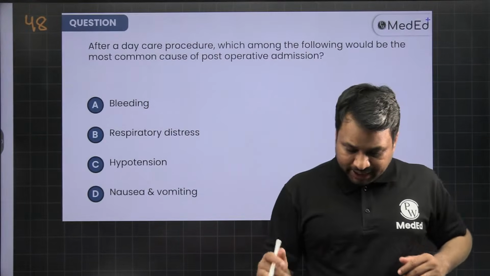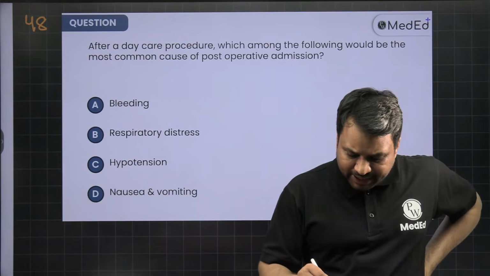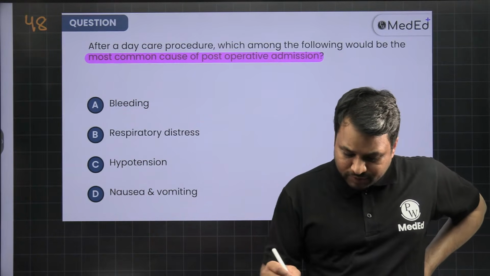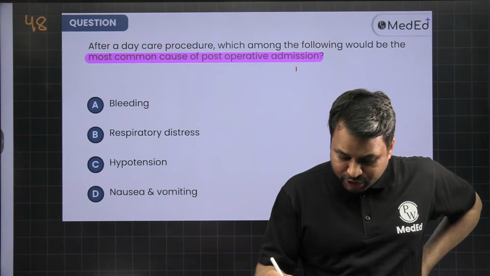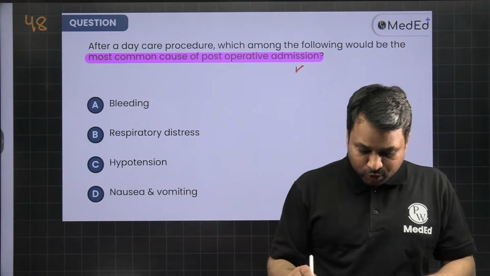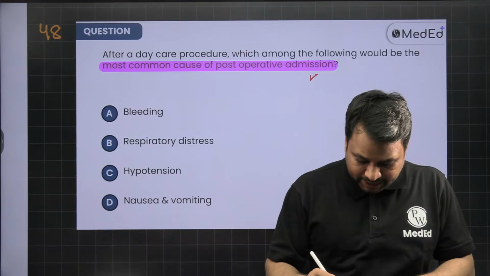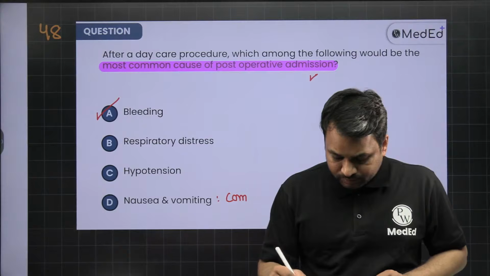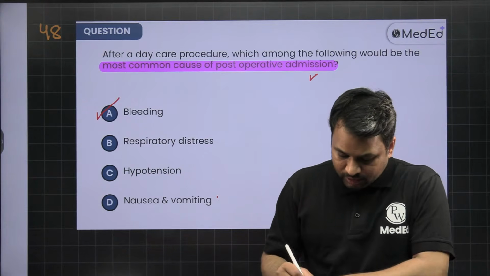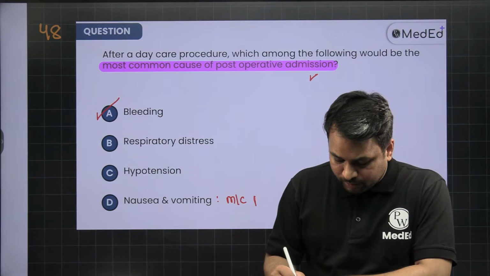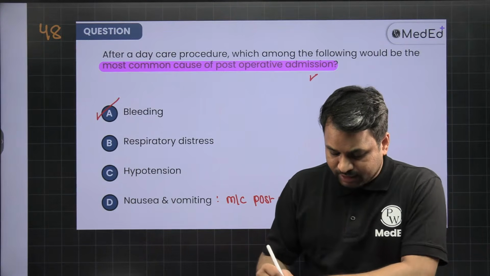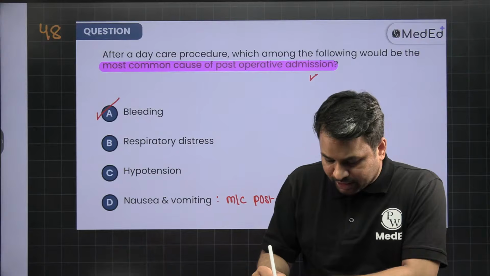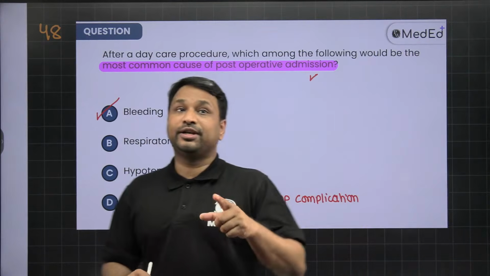Question number 48. After a daycare procedure, which of the following should be the most common cause? See, the most common cause for post-operative admission is going to be bleeding, right? But if I ask you the most common complication, nausea and vomiting is the most common post-operative complication in a daycare surgery. The reason for readmission is always bleeding.